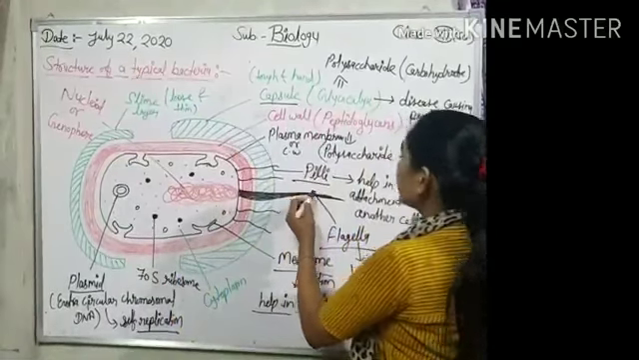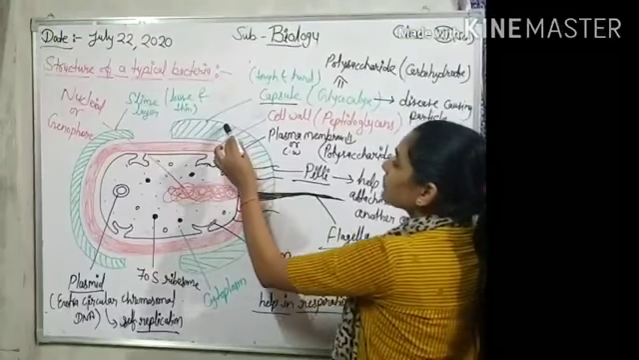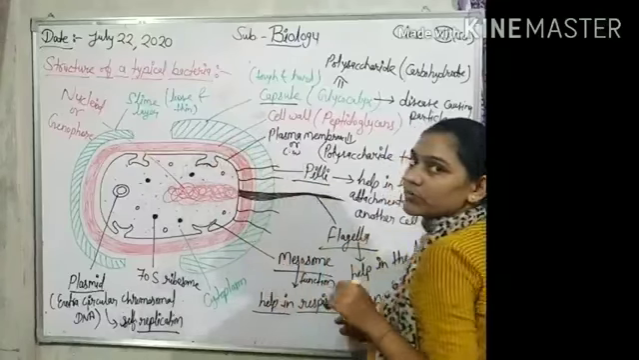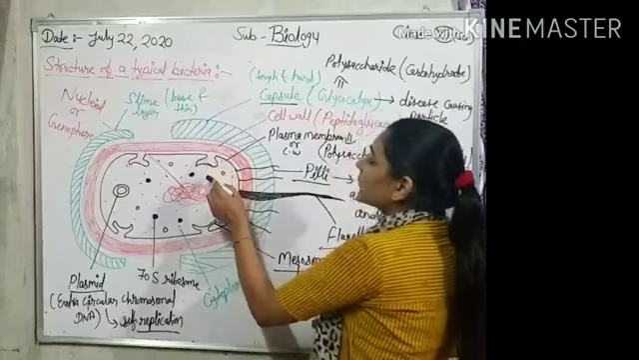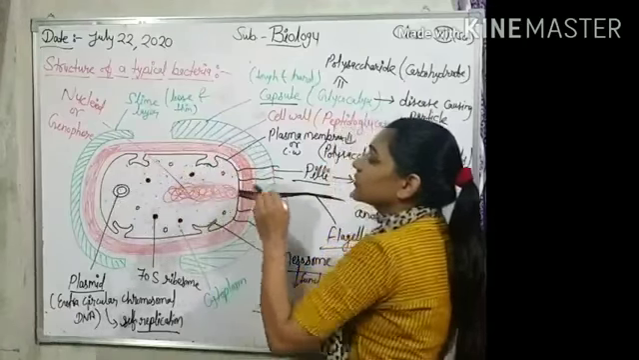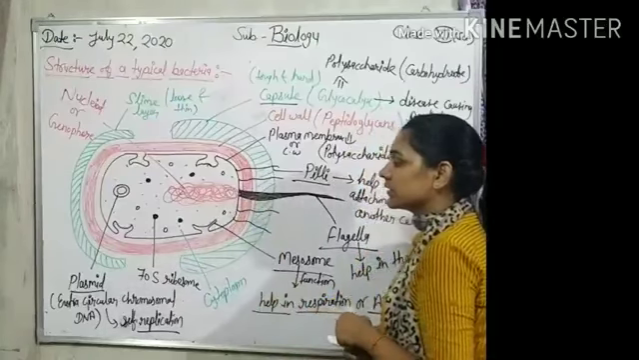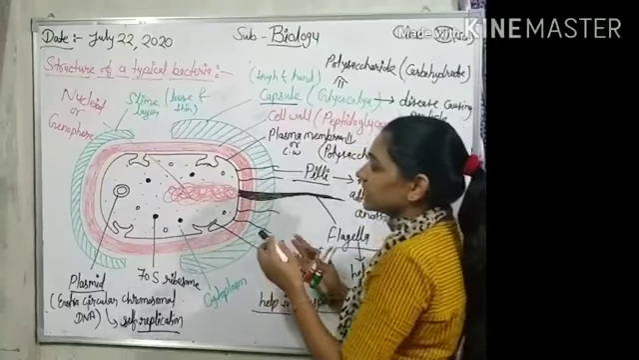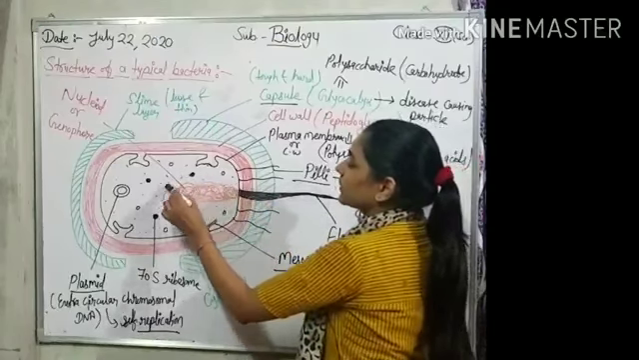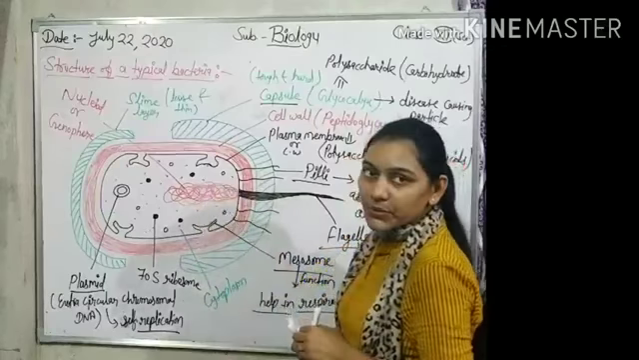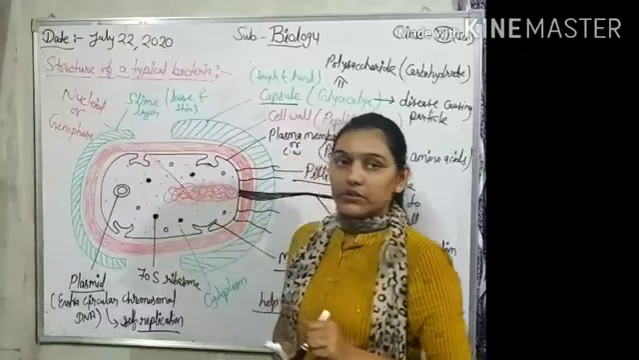Pili and flagella are part of the cell appendages. Capsule and cell wall are part of the cell envelope. Plasma membrane and cytoplasmic contents are part of the protoplast. So this is the structure of a bacterial cell. It means the structure of prokaryotic cells, and the main feature of prokaryotic cells is a primitive nucleus without a membrane, known as nucleoid or genophore.